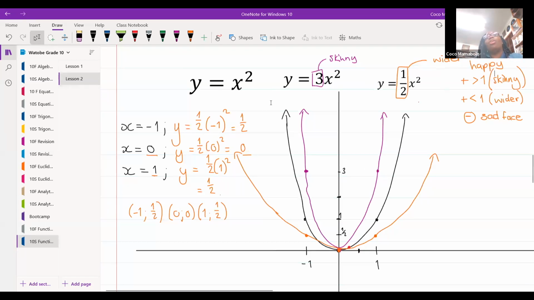Now, the value that we put in front of x squared isn't just the coefficient. We actually put a letter for this value. We call it A. So when we don't know what that number is just yet, we will rewrite this as y is equal to ax squared. But before we even put in a value for A, we know what A will look like if the number is greater than 1, if it is less than 1, and if it is negative.